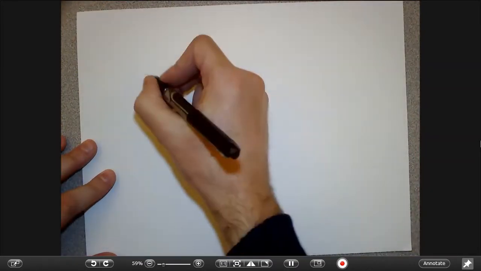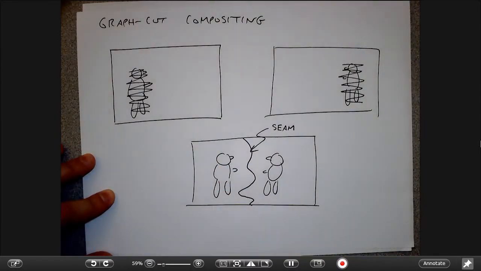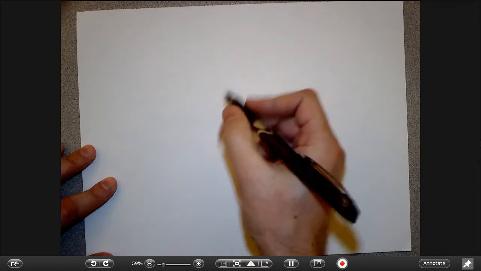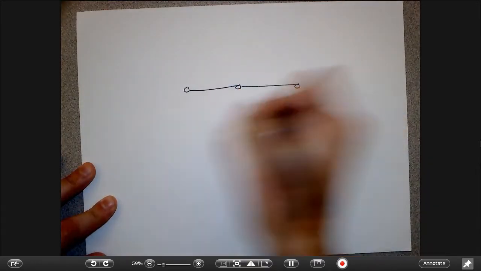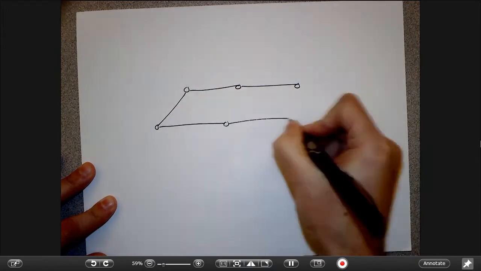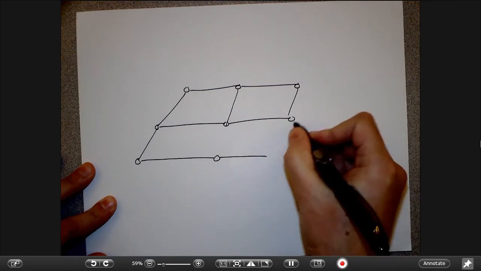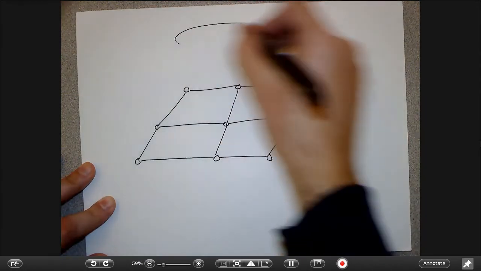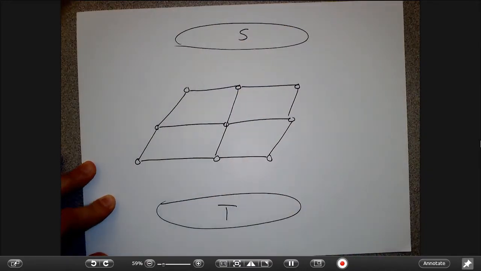Let's suppose that I take my picture here and I turn it into a graph, okay? So again, the setup is going to be very similar to the graph problem that we showed before. This time I'm going to be smarter and not draw so many nodes. Okay, and again, I'm going to define two terminals, which I'm going to call source and target.